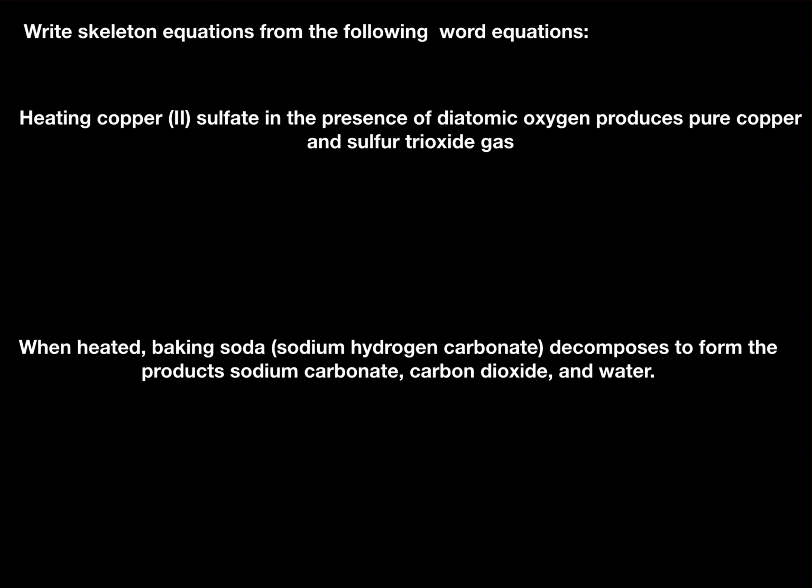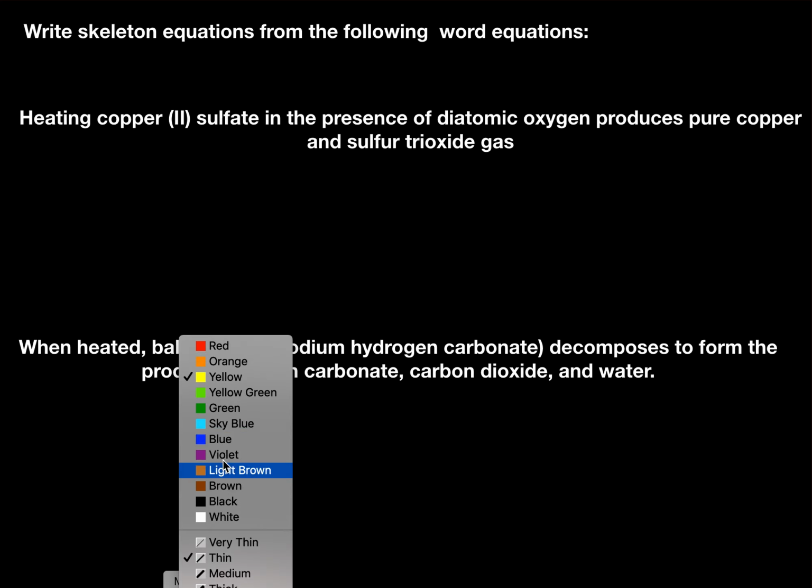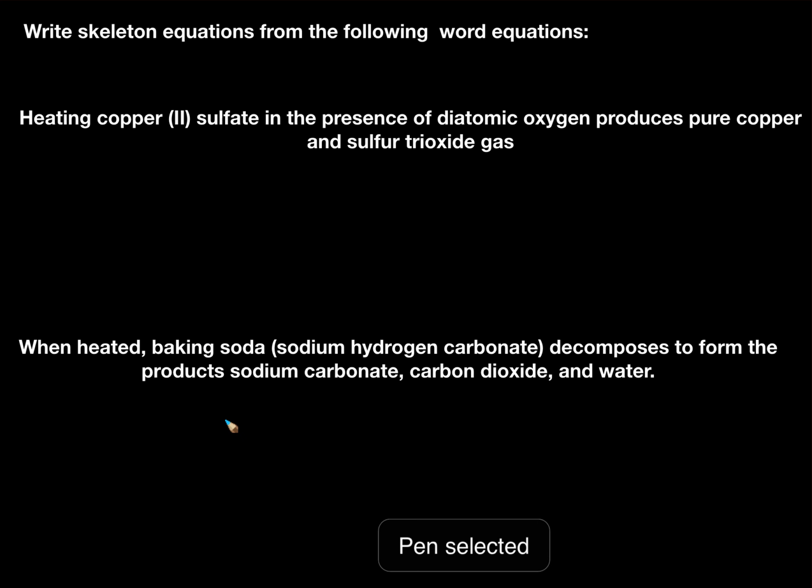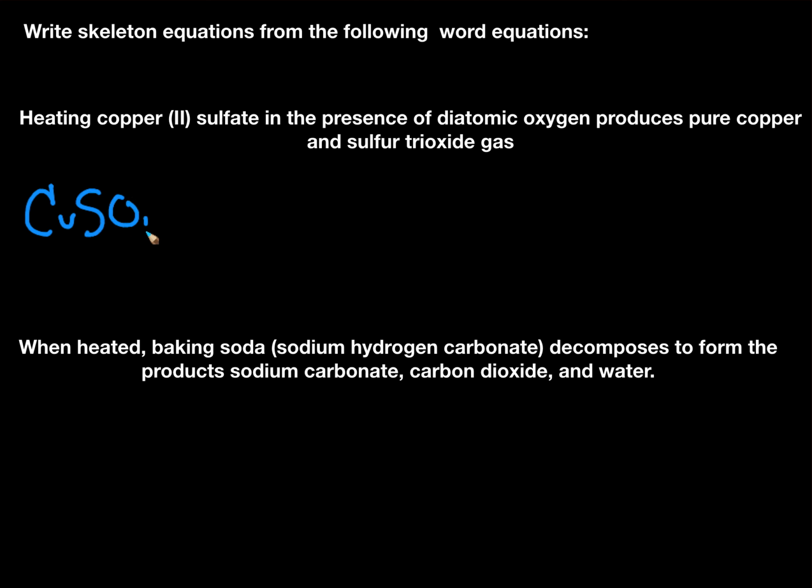So a few examples here. So heating copper 2 sulfate. So we know copper 2 sulfate, CuSO4, in the presence of diatomic oxygen, so plus O2, produces pure copper, Cu, and sulfur trioxide gas.